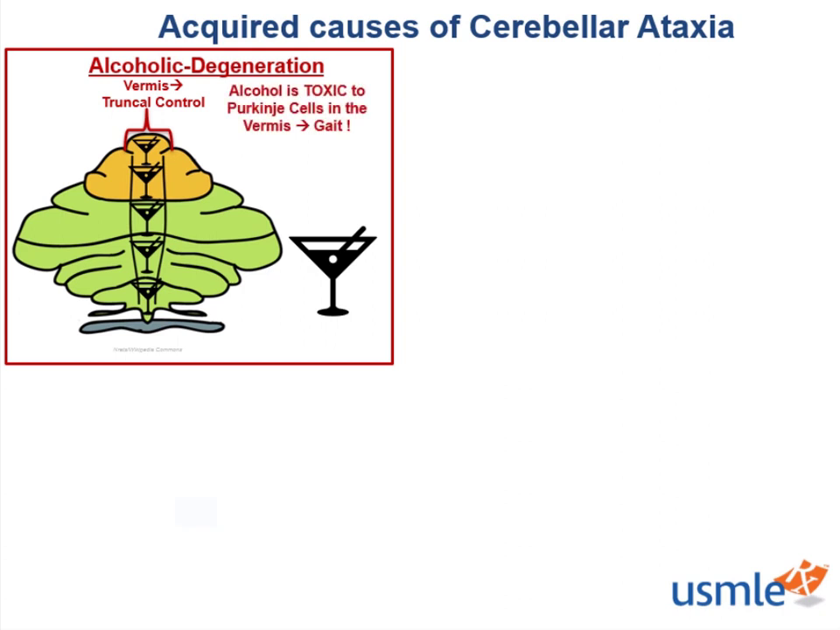Essentially, alcohol is toxic to Purkinje cells specifically in the vermis, so patients present with a wide-based, unsteady gait, that is, gait ataxia. Ethanol is a GABA receptor agonist that causes hyperpolarization of Purkinje cells. Therefore, when people drink alcohol, they get wobbly. They are literally poisoning the cerebellar vermis. With long-term alcoholic consumption, the gait ataxia is usually irreversible.